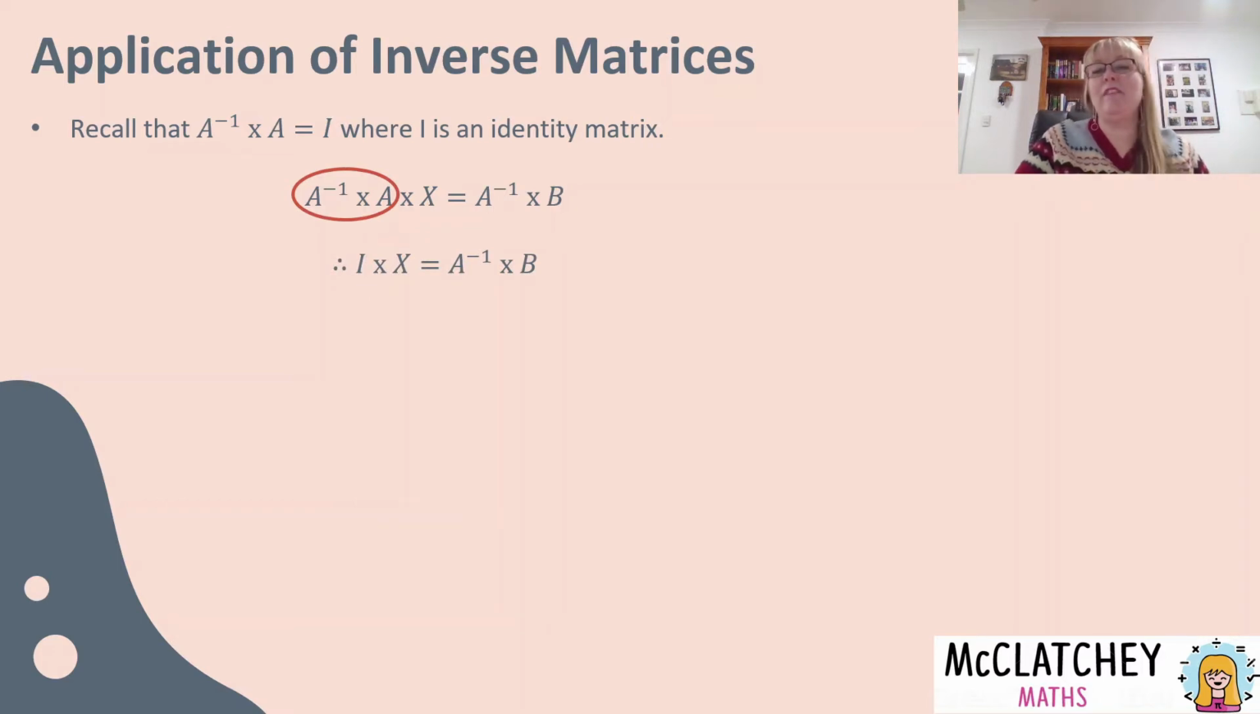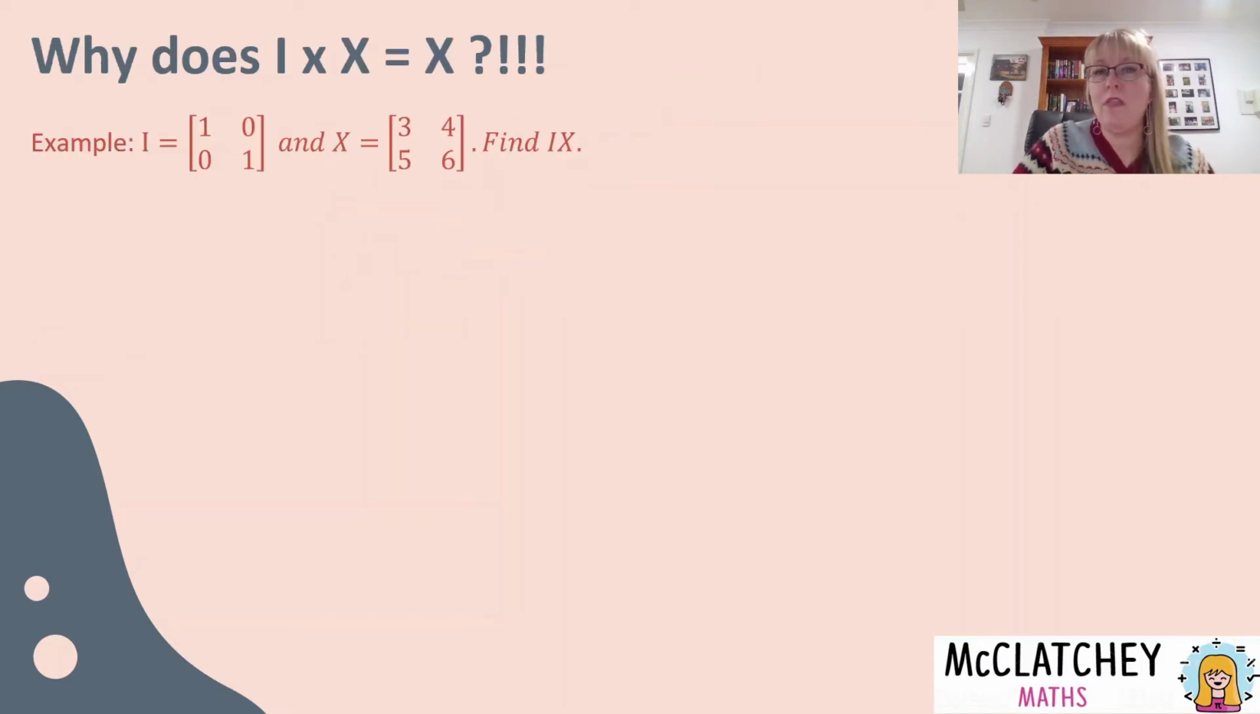So we're still trying to find X all by itself. We're not quite there yet. However, it's important to note that when we multiply a matrix by an identity matrix, we get the original matrix. I times X is just X. Now you might be wondering, what the heck? How come when we multiply a matrix by an identity matrix, we end up with just the matrix? What happened to I? Where did it go?